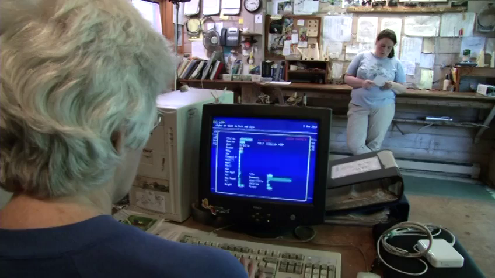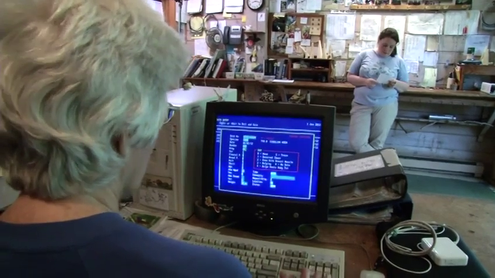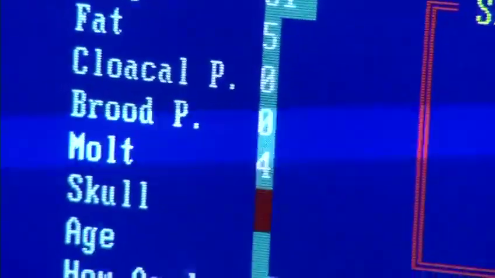Wing is 61, fat 5, 0 CP, 0 BP, 4 molt, 3 skull.